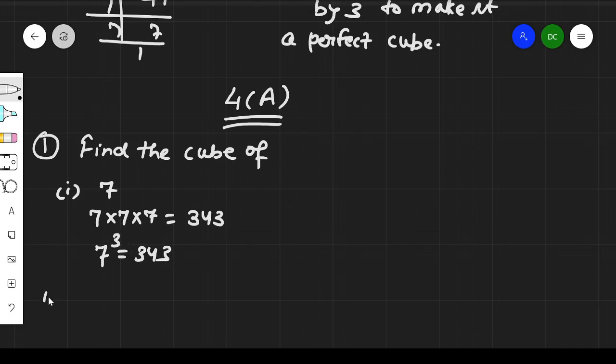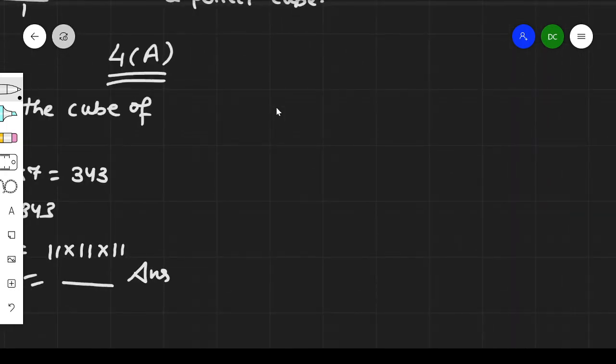Okay. Now if we take any number like 11, we have to find the cube of 11. So we can write 11 into 11 into 11. Okay, we all can do it and get the answer. Now we have second question, something like, find which of the following are perfect cubes or which one is not. So I have told you already how to check whether any given number is a perfect cube or not.